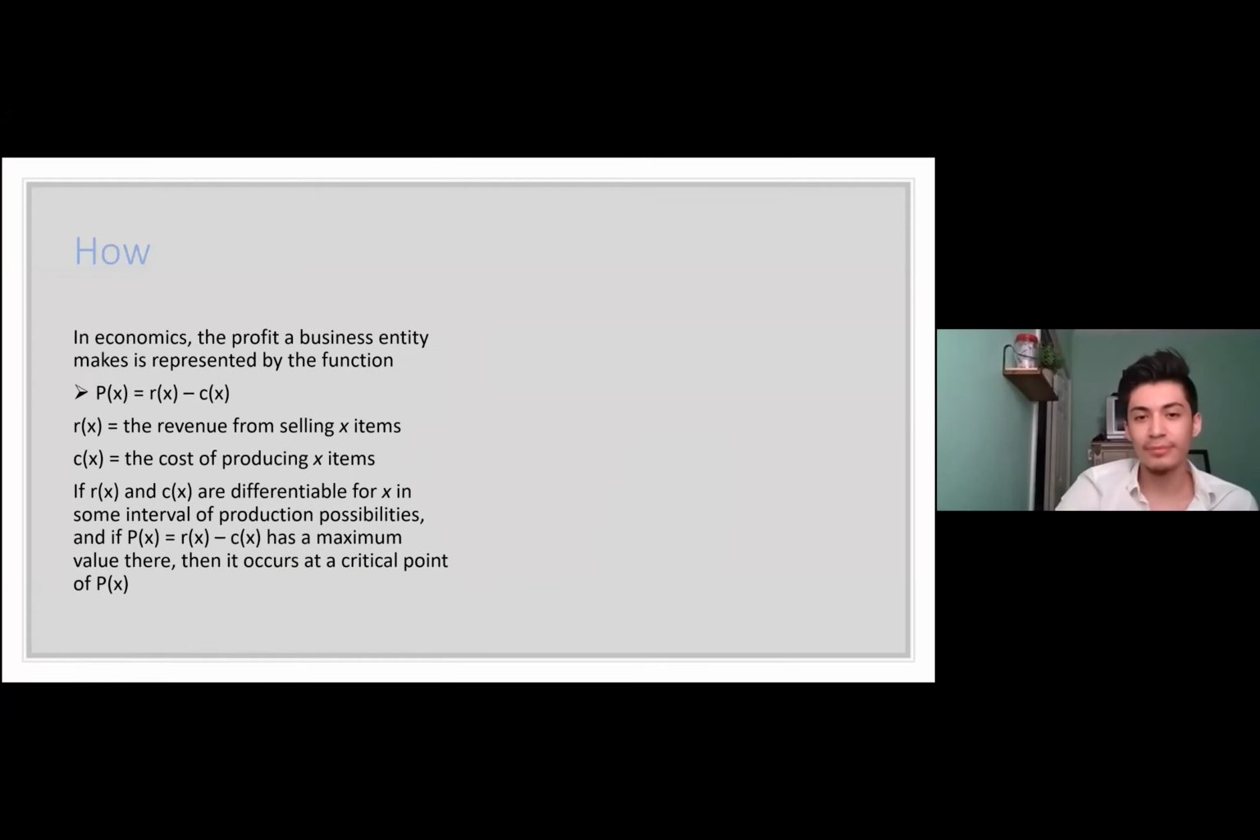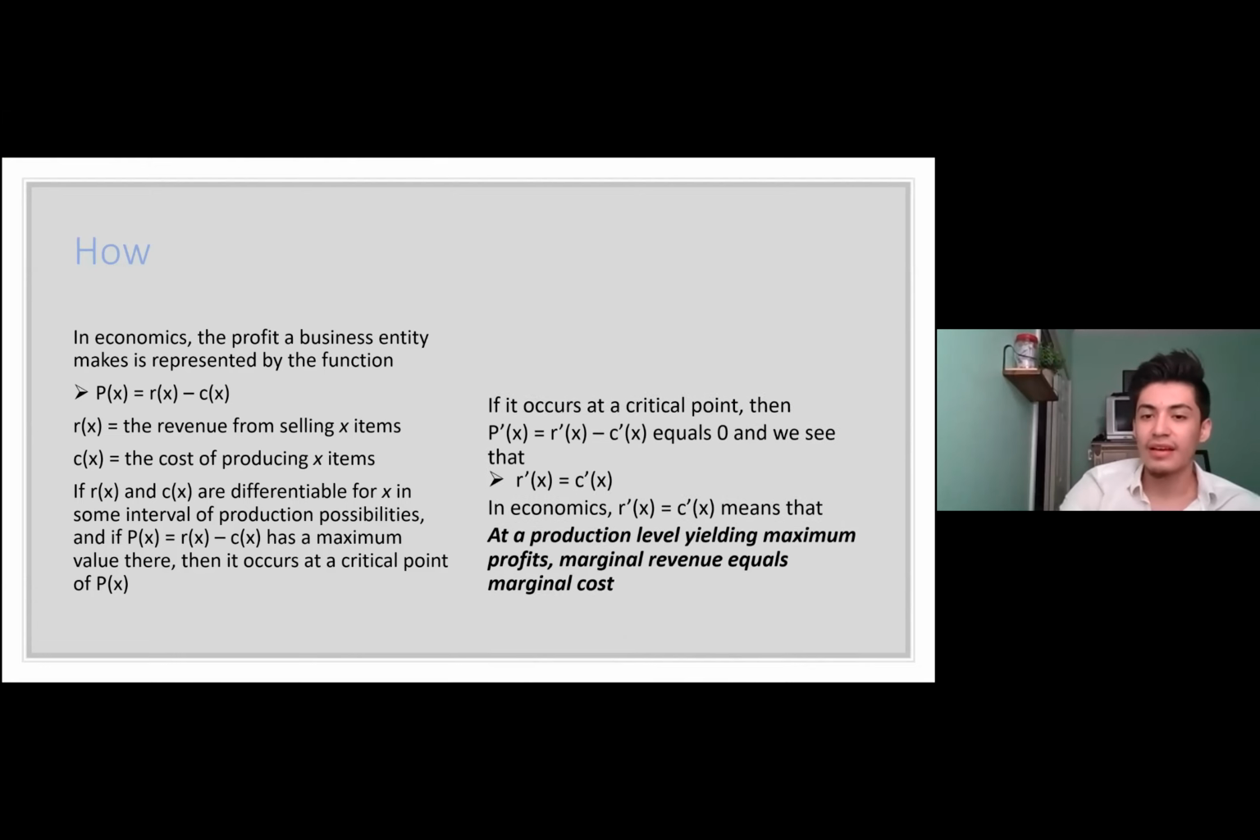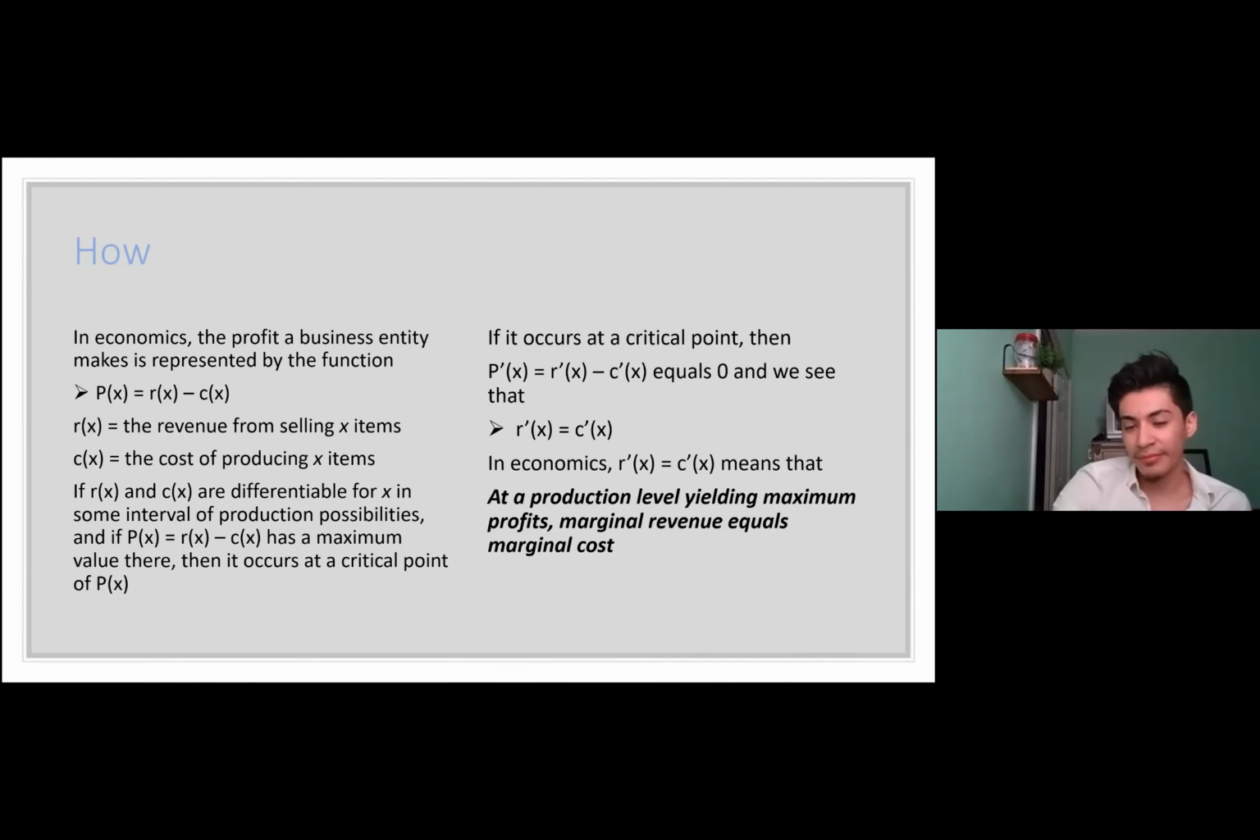Well, in economics, the profit that a business makes is represented by the profit function, which is just revenue minus cost in terms of x items. If revenue and cost are differentiable for x in some interval of production possibilities, and if that profit function has a maximum value there, then it must occur at a critical point of the profit function. So when we take the derivative, it has to equal 0, and from there we can see that R'(x) must equal C'(x) if they're to be subtracted and equal 0.